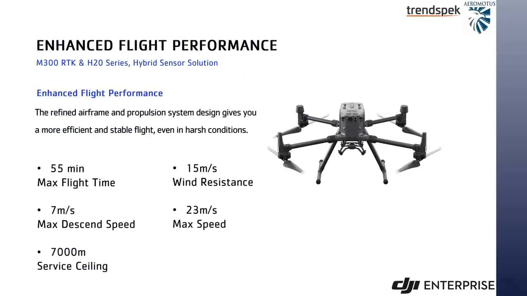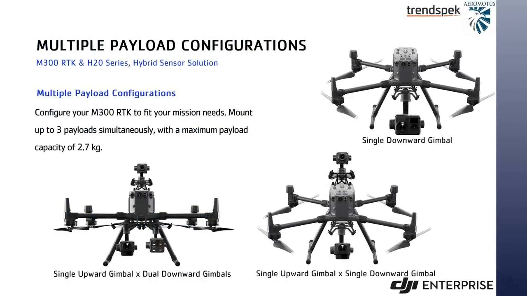It has enhanced flight performance, 55 minutes flight time. With the payload, it will go up to 45 minutes. It has a 7 meters per second descent speed and 23 meters per second drone speed, which can capture almost 7 to 8 kilometers of corridor or road distance in a real-time environment. It has a 7,000 meter service ceiling, and most of us would know service ceiling in terms of aviation. It is basically the highest altitude the aircraft can reach based on the conditions and the specifications.